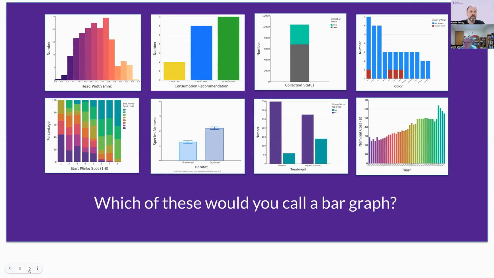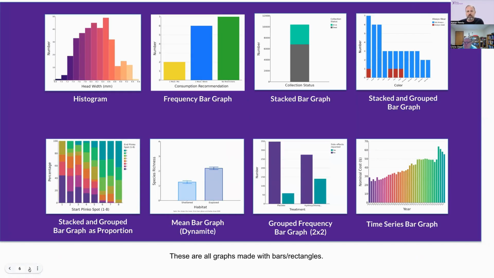So which of these would you call a bar graph? I think all of them are bar graphs, right? I think that's not the problem, calling one of these a bar graph. I think the real problem is that bar graph is an overworked term. It's trying to do too much. So I want to present this as a visual vocabulary for these kinds of graphs.